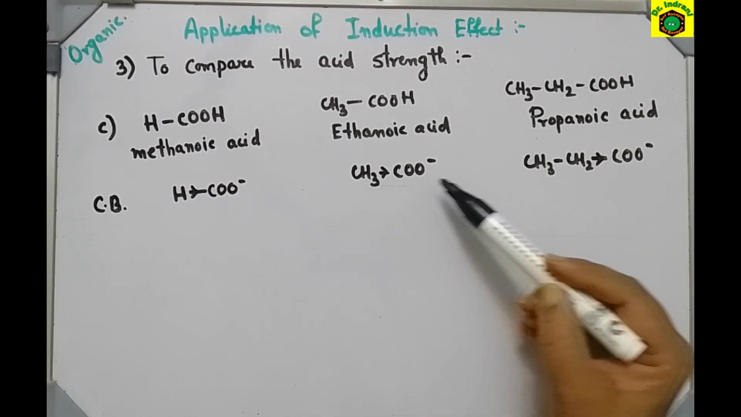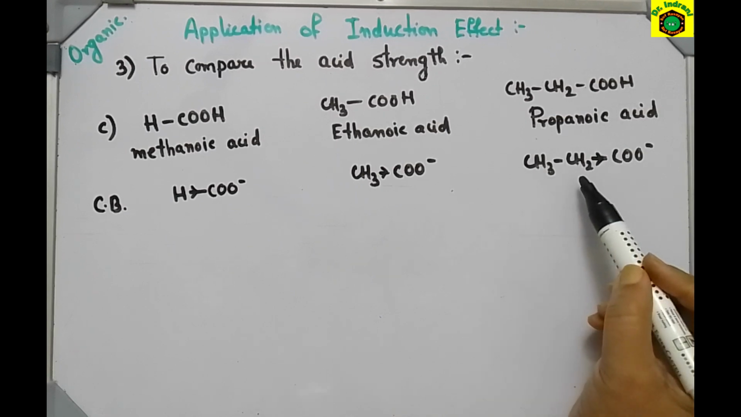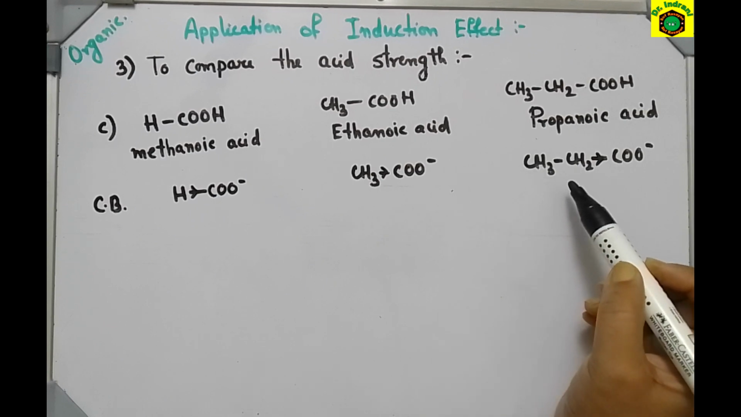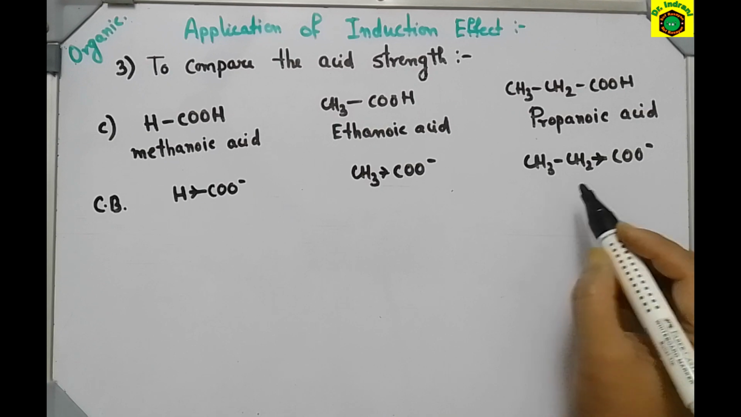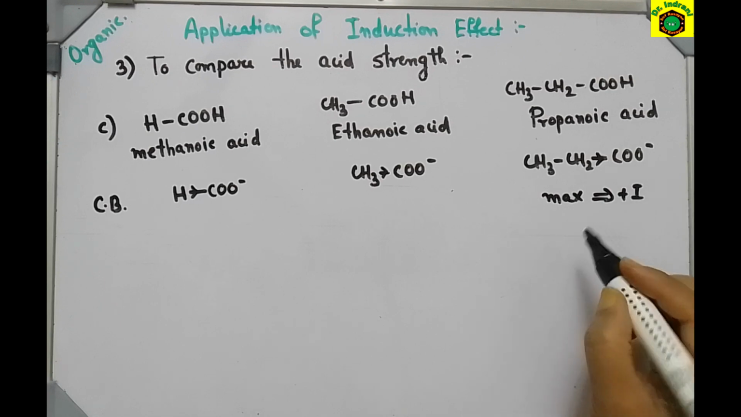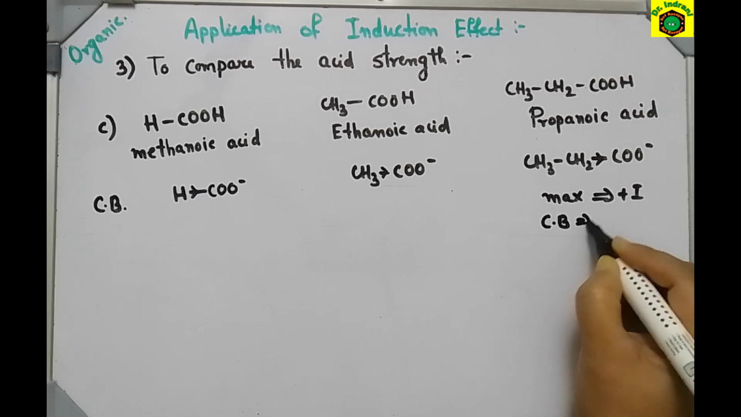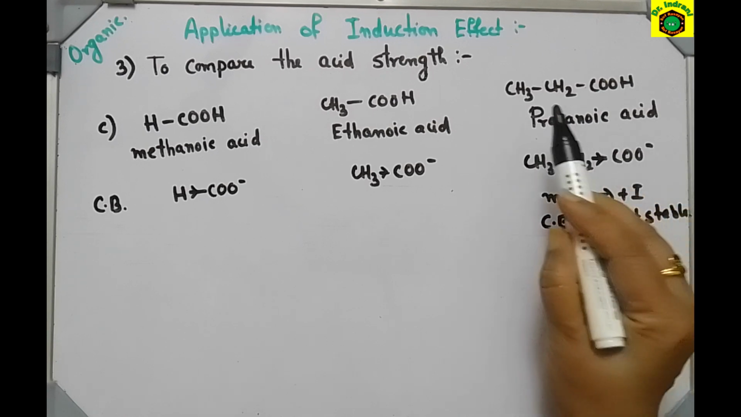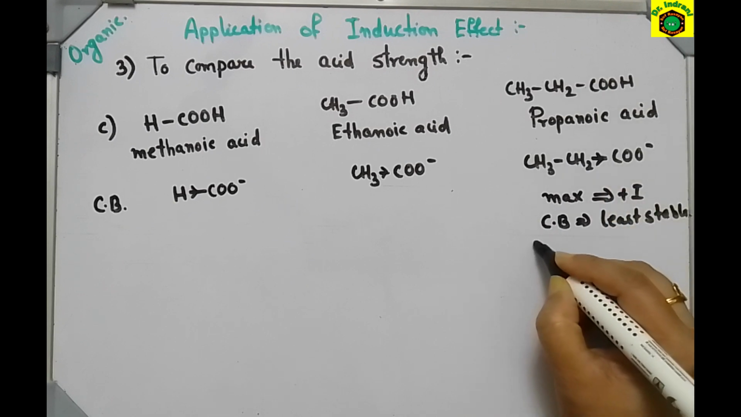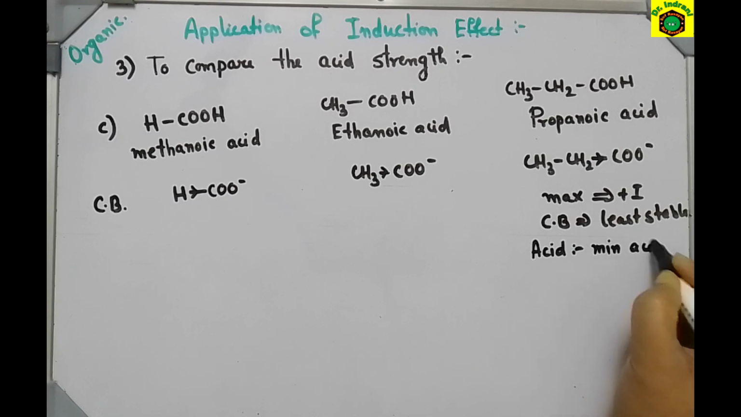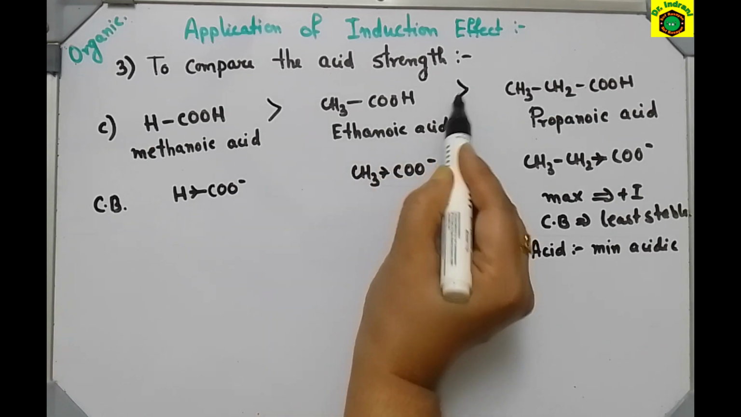So plus I effect is increasing in this direction. Ethyl is having more plus I effect than CH3 because here number of carbon atoms are more. So here maximum plus I effect is there. So conjugate base is least stable here, and corresponding acid is minimum acidic. Then what is the order? It is decreasing in this direction, acid strength.